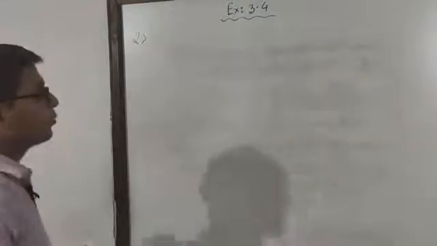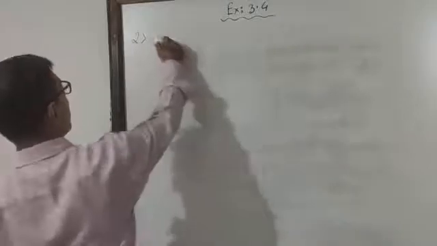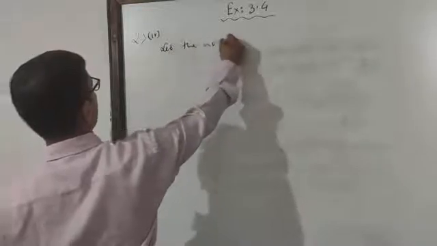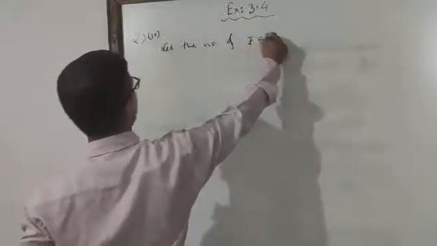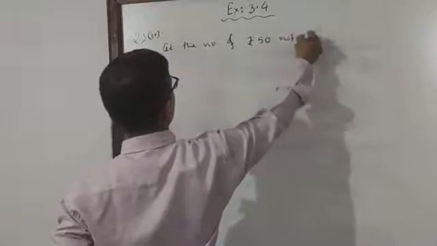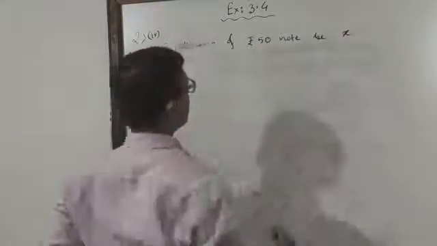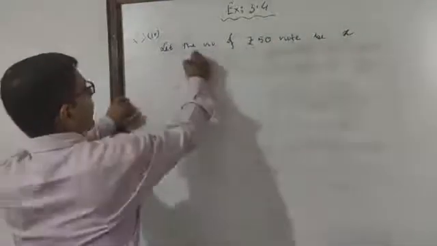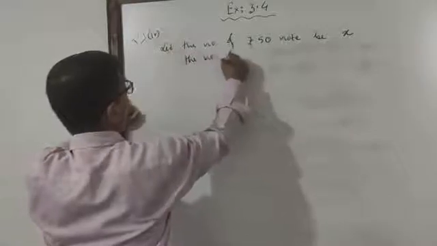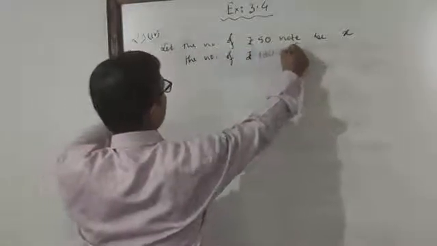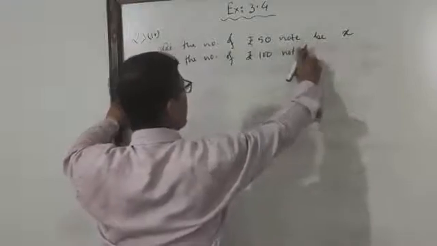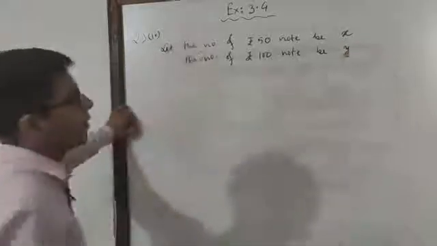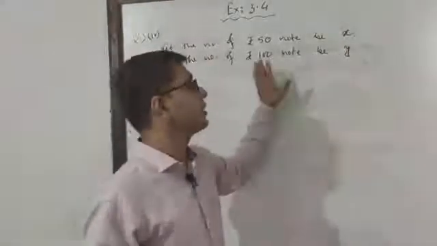So let the number of rupees 50 notes be... We will write, let, this is question number 4, okay? Let the number of rupees 50 notes be X. We have considered that there are X numbers of rupees 50 notes, okay? Then the number of rupees 100 notes be Y. We have considered that there are Y numbers of rupees 100 notes.